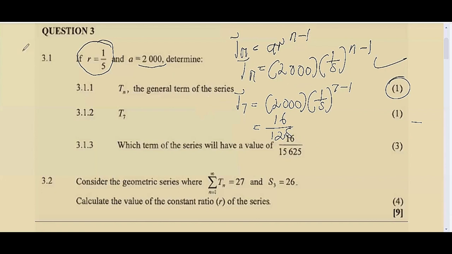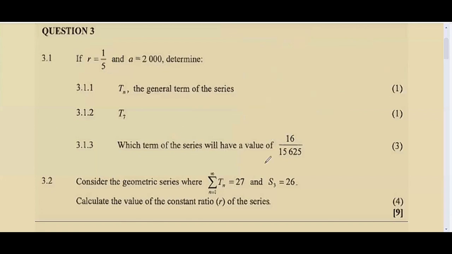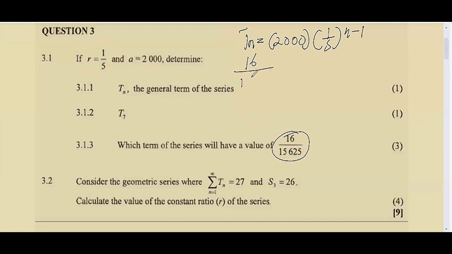3.1.3 says which term of the series will have a value of 16 over 15,625? So we know at this point, what we need to do is equate our general term to this value here. Remember, we have Tn is equal to 2000 times 1 over 5 to the n minus 1. So all we have to do here is substitute the 16 over 15,625, and then we say equal to 2000 times 1 over 5 to the n minus 1 like that.